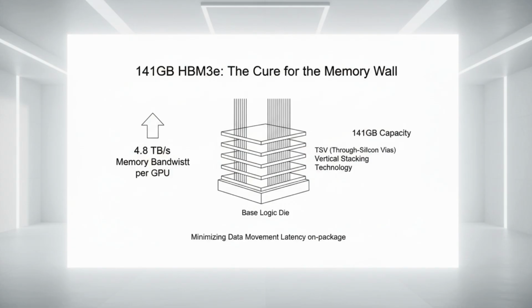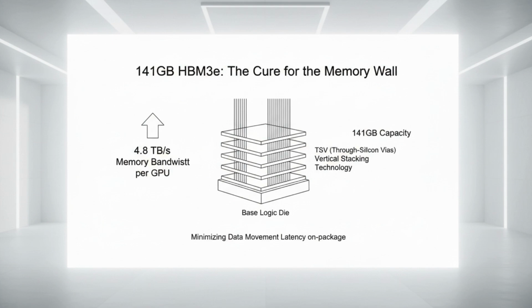The biggest lie in computing is that flops matter most. For AI, it's all about memory bandwidth. Standard DDR5 RAM is a snail compared to HBM3E. We are talking about 141 gigabytes of HBM3E memory, providing 4.8 terabytes per second of bandwidth. Why does this matter? Because in LLM inference and training, the weights must be moved from memory to the compute cores constantly. If your bandwidth is too low, your 4 petaflop processor is sitting idle 90% of the time. This is the memory wall.